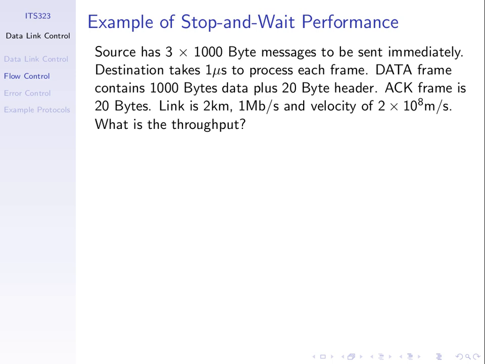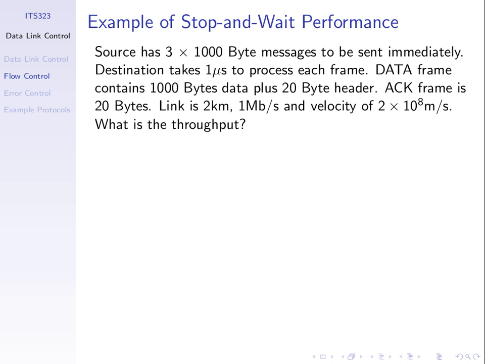So in this simple case, the source has three 1,000 byte messages to be sent. It has them all ready to send to B. 3,000 bytes to send. We'll come back to the processing. When we send the data, so we have 3,000 bytes of data, when we send it in a frame, in our data frame, we put 1,000 bytes at a time in each frame. So one frame contains 1,000 bytes of data.